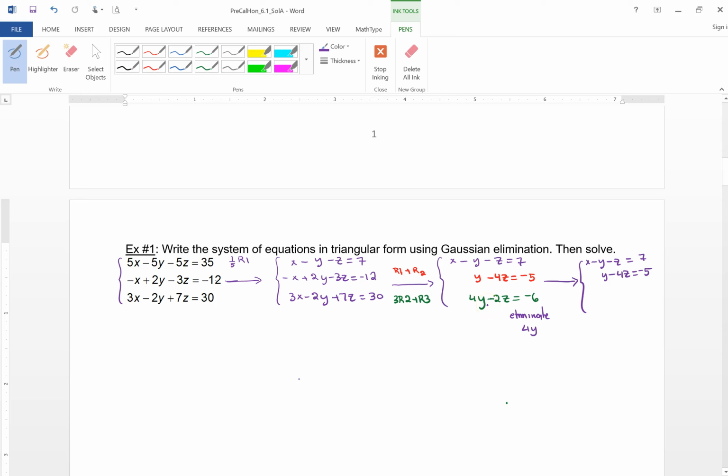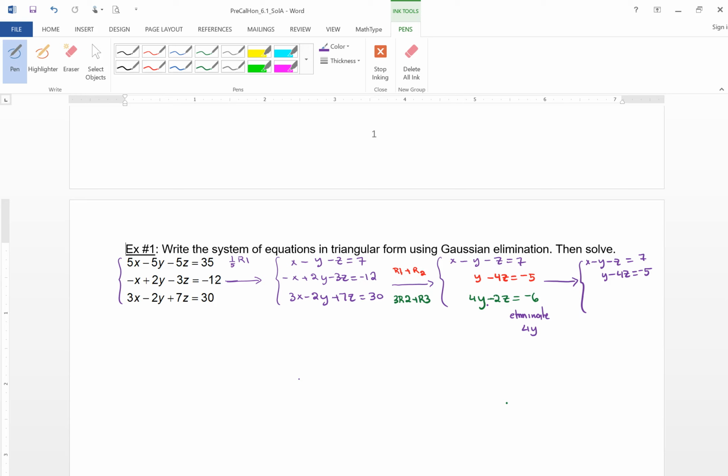Now, how can I get rid of the 4y? Row 2 times 4 and then row 2 plus row 3. So I can multiply row 2 by negative 4 and add it to this one to get a 0 here. Okay? Negative 4y plus 4y. It's sort of like the elimination technique, right? But you just do it quicker.